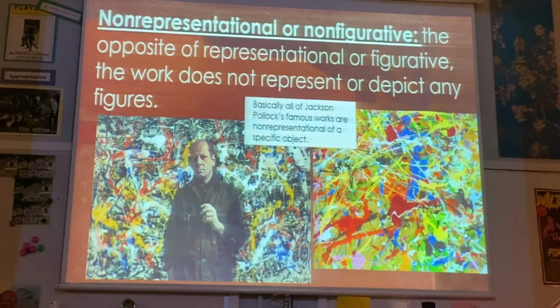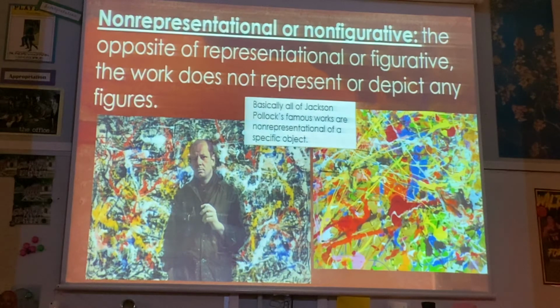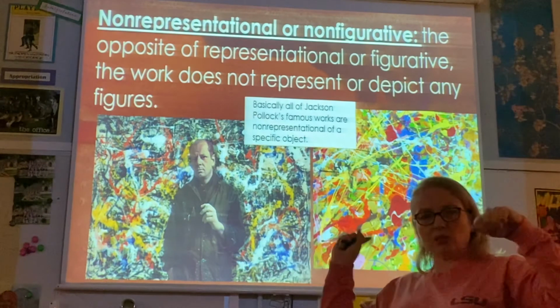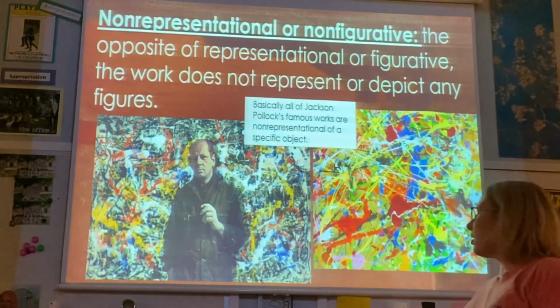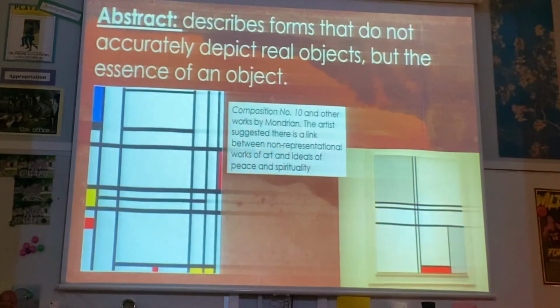Okay, then there's non-representational or non-figurative. This is the opposite of representational. It's not realistic at all. The work does not represent or depict any figure. So this is where your works by like Jackson Pollock. Remember we saw Autumn Rhythm earlier in the semester where it's just a bunch of paint splatters everywhere on a huge canvas. Okay, so it's non-representational of any specific object.